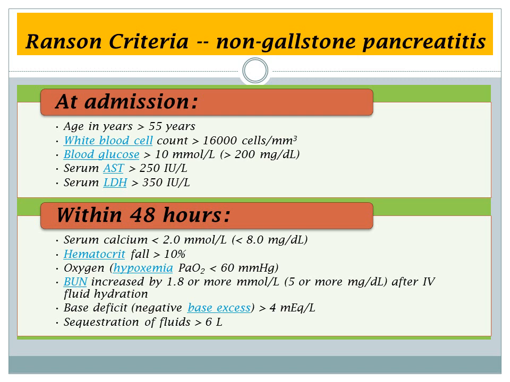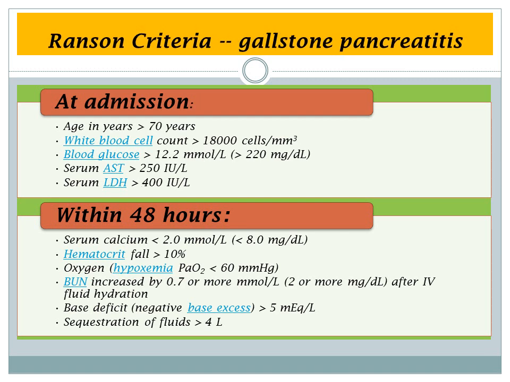For the non-gallstone pancreatitis, at the admission, the age is around 55 years. This is score 1. Similarly, white blood cell count more than 16,000, blood glucose level more than 200 milligram per deciliter, serum AST 250 and LDH 350 international unit per liter. Within 48 hours, serum calcium less than 8 milligram per deciliter, hematocrit fall more than 10%, oxygen partial pressure less than 60 mmHg, blood urea nitrogen 5 or more milligram per deciliter, base deficit more than 4 milliequivalent per liter, sequestration of the fluid is more than 6 liter. This is the Ranson criteria for non-gallstone pancreatitis.